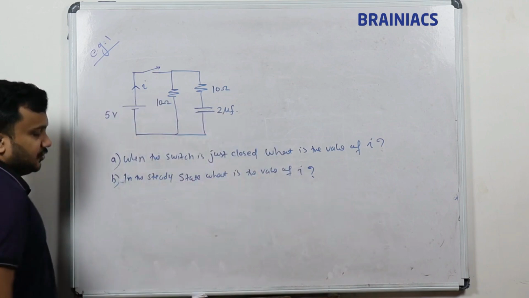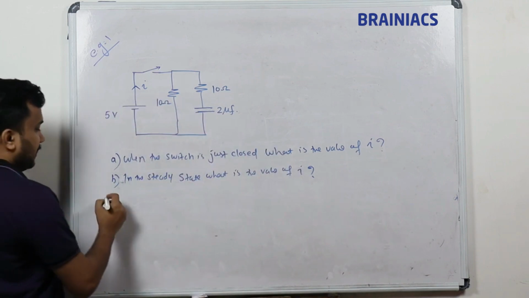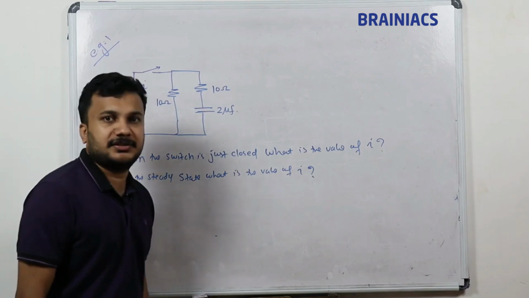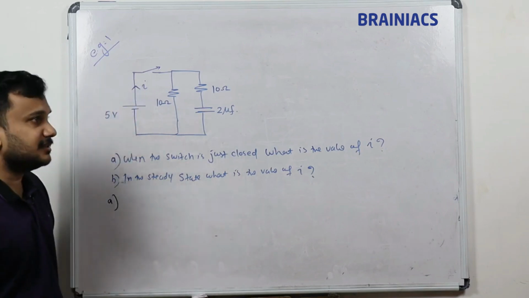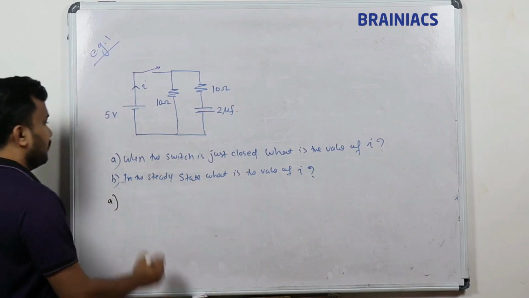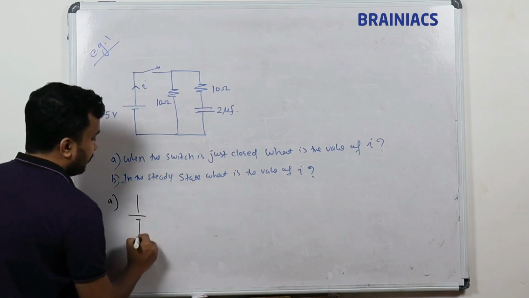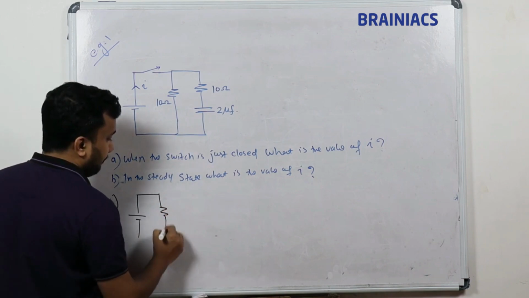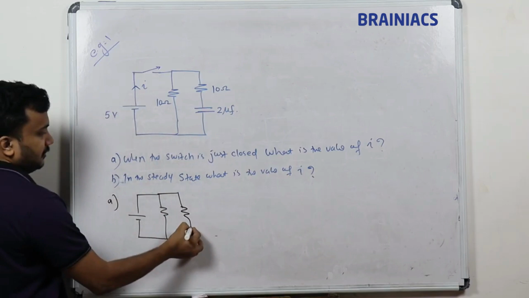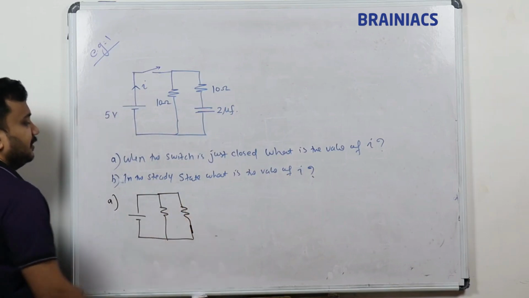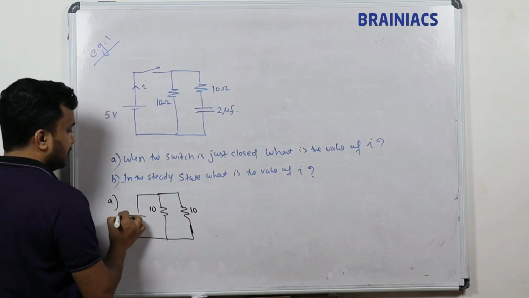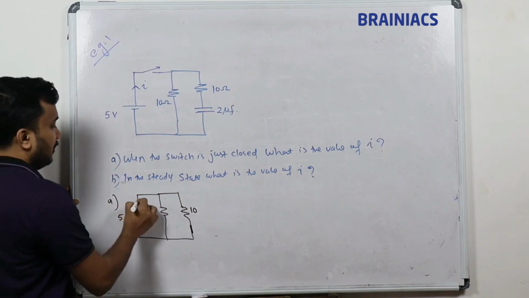When the switch is just closed, in the first case, does that mean transient state or steady state? Transient state. In the transient state, capacitor state is what? Short circuit or open circuit? Short circuit. So we will redraw the circuit for this one. Capacitor is short circuit, so shorted. Short circuit means we are just connected like this. So this is 10 ohm and this is 10 and this is 5. We need to find out the current I.